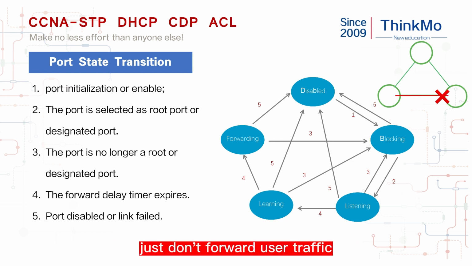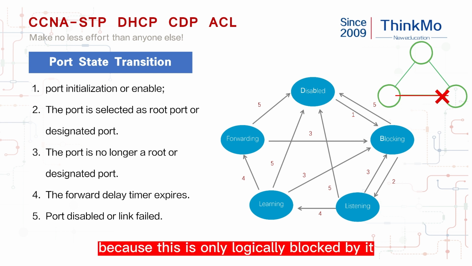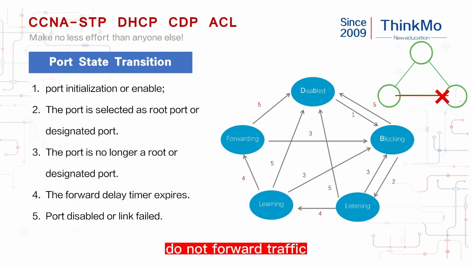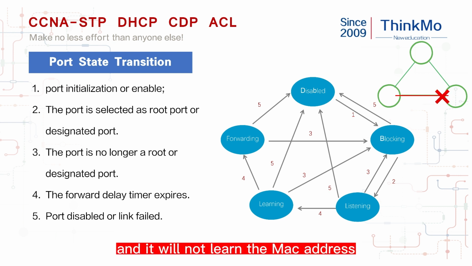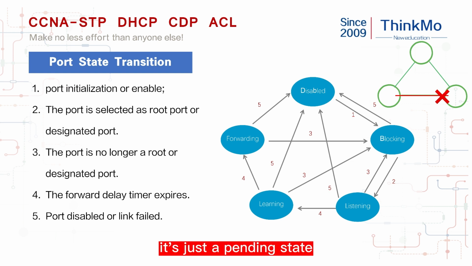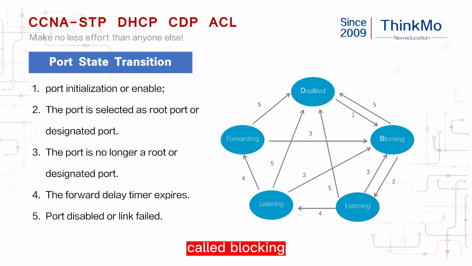Just don't forward user traffic, because it is only logically blocked. It does not forward traffic, but STP messages can be sent and received, because this interface is not really down. And it will not learn the MAC address. It's just a pending state, a blocking state. It is the final state of the blocked port, called blocking. After booting, once this port has STP, it will soon become blocking. Let's go on.